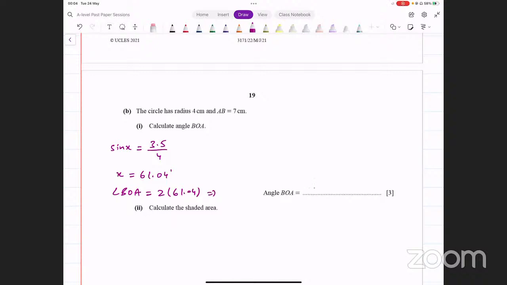That turns out to be 122.089. So that's going to be 0.09. ये आपका फाइनल रिजल्ट आ गया. इसको 0.1 भी लिख सकते हैं, इसको 0.09 भी लिख सकते हैं. That's okay. ठीक है? So that's your result. Now it says calculate the shaded area.